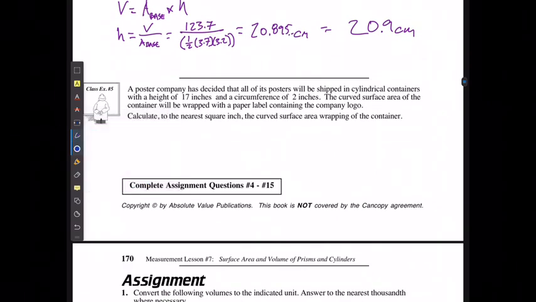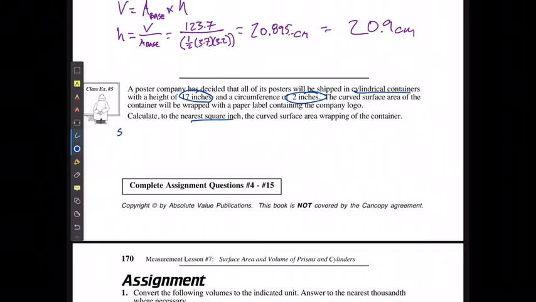The poster company has decided that all of its posters will be shipped in cylindrical containers with a height of 17 inches and a circumference of 2 inches. The curved surface area of the container will be wrapped with a paper label containing the company logo. Calculate to the nearest square inch the curved surface area of the wrapping paper.